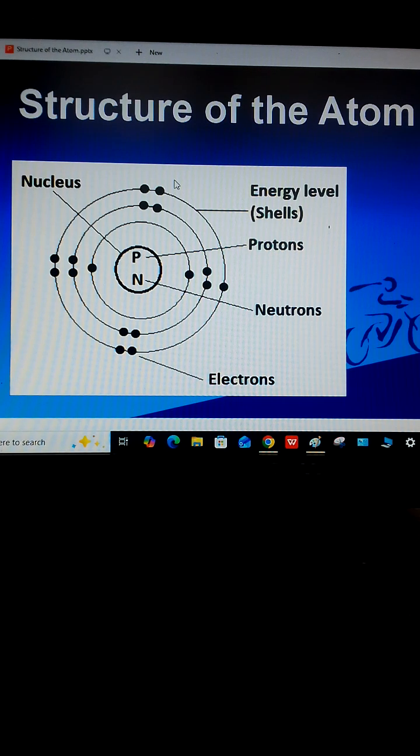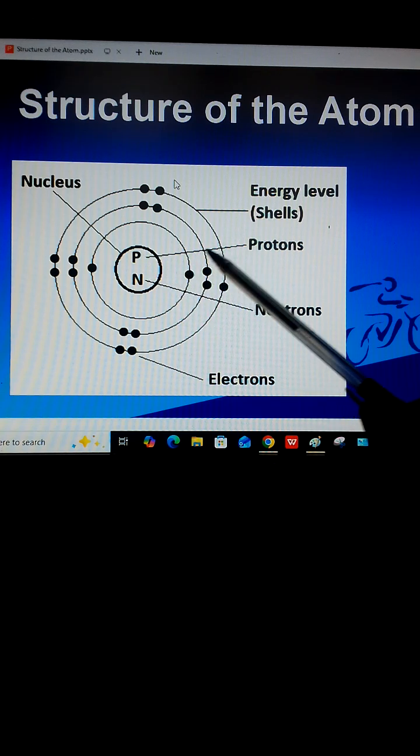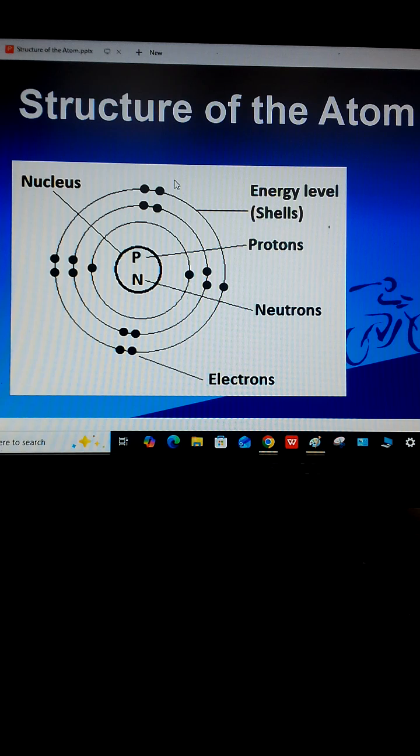An atom has a central nucleus which consists of positively charged protons and neutral neutrons. So an atom has a central nucleus. It has protons and neutrons. The protons are positively charged, but the neutrons do not have a charge, they are neutral. Alright? And around the nucleus is an electron cloud. The nucleus is surrounded by a cloud of negatively charged electrons.